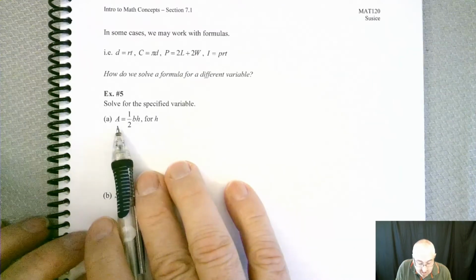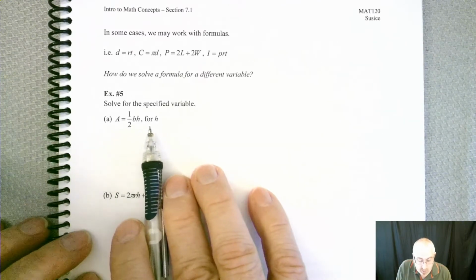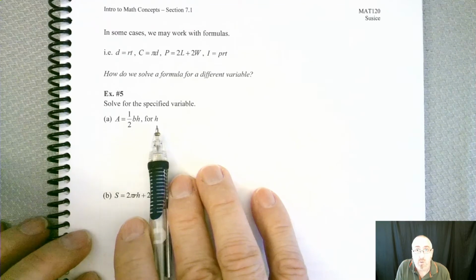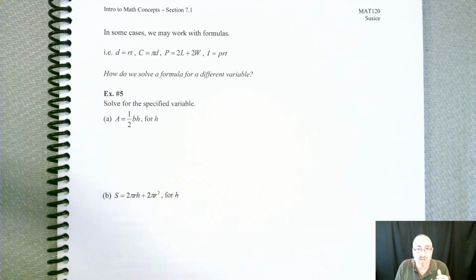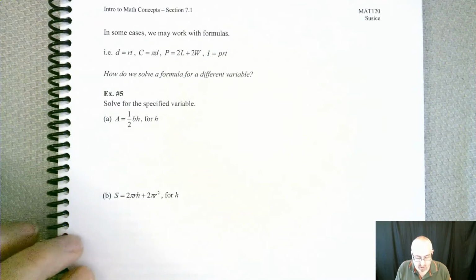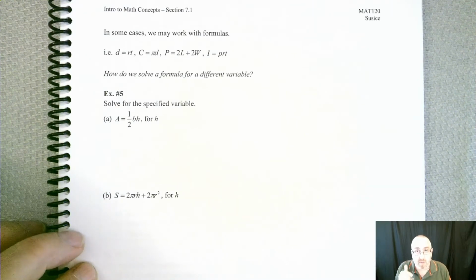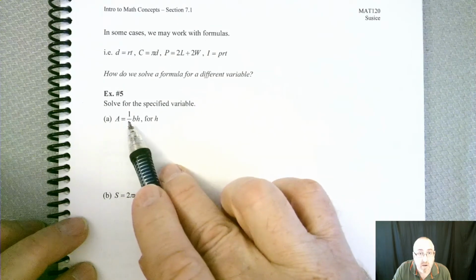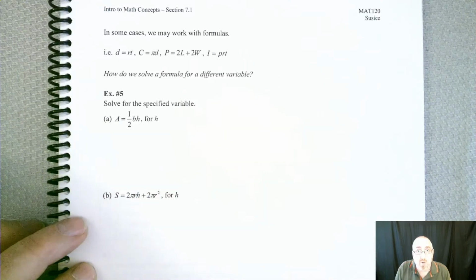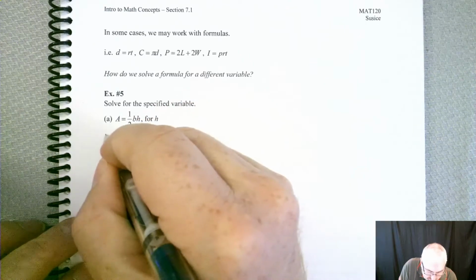All right, so we have A equals 1/2 BH, and we want to solve this formula for H. So we're trying to get H all by itself. Now, the first thing that sticks out in this formula is the 1/2. Fractions. We don't like fractions. But here's a trick you can use to get rid of the fractions right off the bat, as a first step. Because there's only one fraction and the denominator is 2, let's multiply both sides of the equation by 2. So we're going to have something that looks like this.